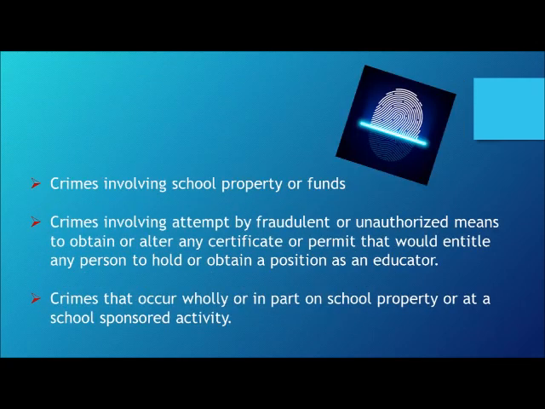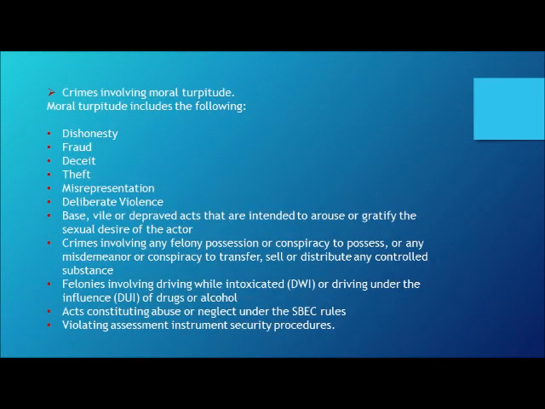Crimes involving school property or funds. Crimes involving attempt by fraudulent or unauthorized means to obtain or alter any certificate or permit that would entitle any person to hold or obtain a position as an educator. Crimes that occur wholly or in part on school property or at a school-sponsored activity. Crimes involving moral turpitude. Moral turpitude includes the following: dishonesty, fraud, deceit, theft, misrepresentation, deliberate violence, base, vile, or depraved acts that are intended to arouse or gratify the sexual desire of the actor.